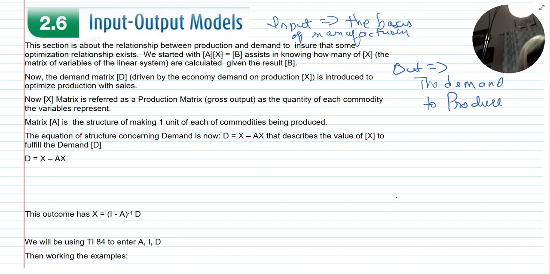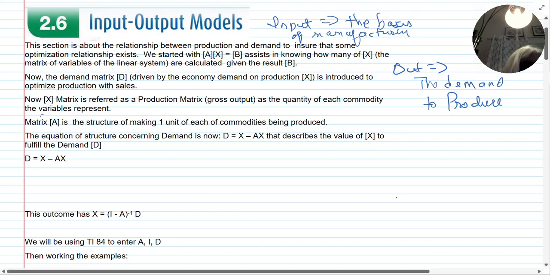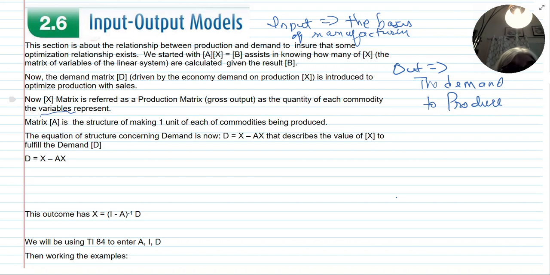So here the information comes as follows. The demand matrix D, driven by the economy demand on production X, is introduced to optimize production with sales. Now, X matrix is referred to as the production matrix, gross output. And these are usually variables. And they call them X sub 1, X sub 2, etc. Matrix A is a structure of what makes one unit, and that's very critical. So I want to highlight that. One unit of each commodity. So that's what is being produced.